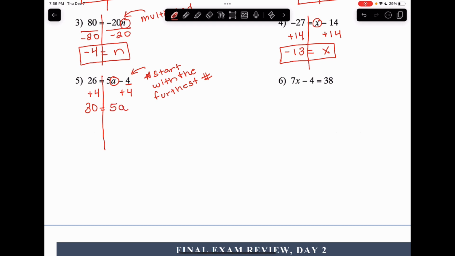And now I'll get rid of the 5. The 5 is being multiplied to the a since they're directly next to each other, which means to get rid of the 5, I need to divide it, which will give me a is equal to 6.